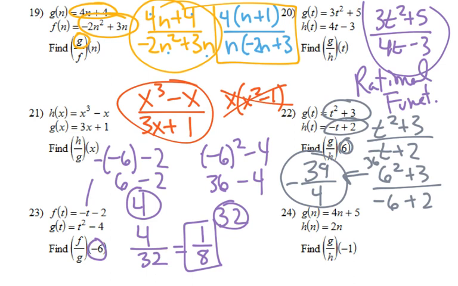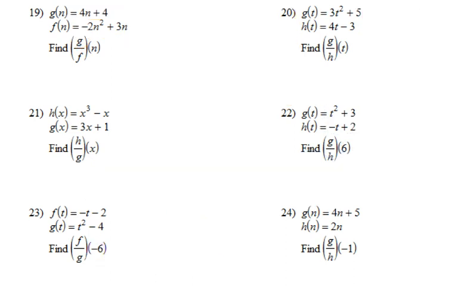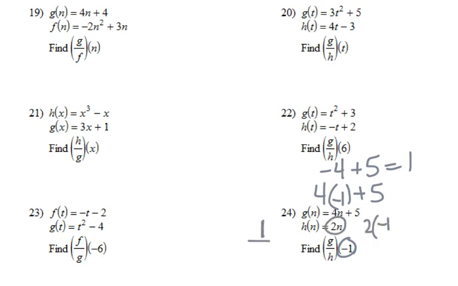Okay, 24, last one of these ones. Doing it separately, so negative 1 in for the n, so 4 times negative 1 plus 5, negative 4 plus 5 would give us positive 1. So my fraction, positive 1 goes on top, 2 times negative 1 would give us negative 2, negative 2 on bottom. Alright?